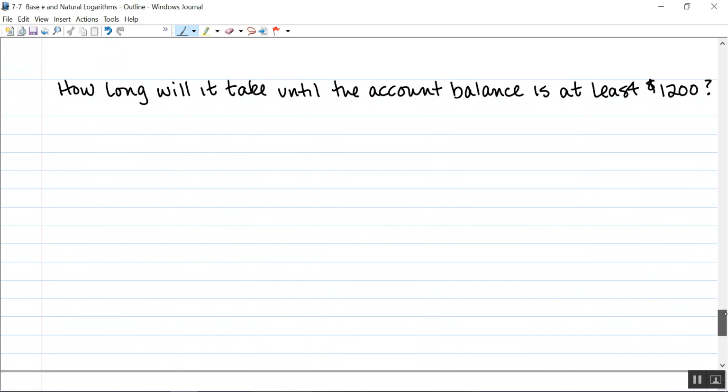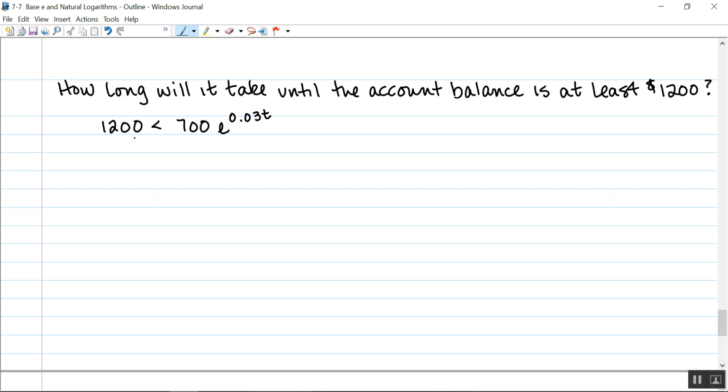So how long will it take until the account balance is at least $1,200? Okay, so I want it to have at least $1,200 in my account. So I'll write 1,200 because that's kind of the minimum I want to have, is less than 700, which is my principal, times e raised to the 0.03t. Okay, so it says how long will it take? So what I don't know is the time, the years, so that's why t is my variable. My interest rate stays the same, 0.03. My principal stays the same, 700, but I want this amount here to be greater than 1,200. I want 1,200 to be the minimum amount in my account.